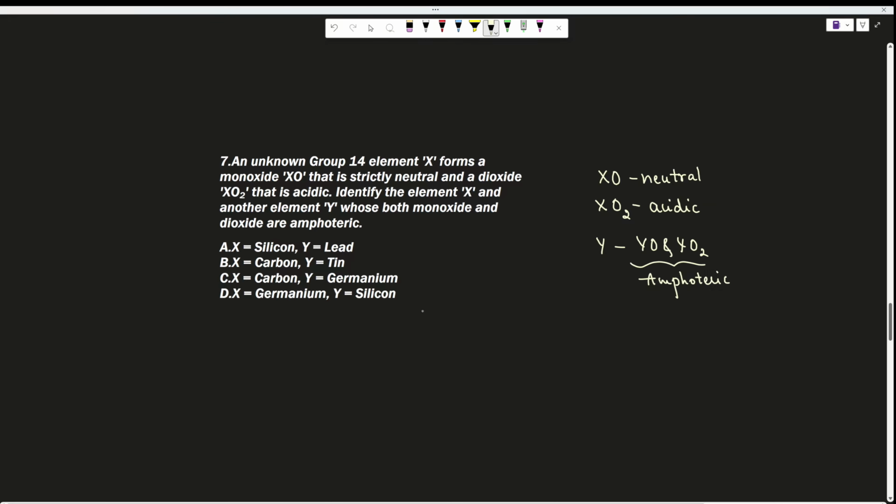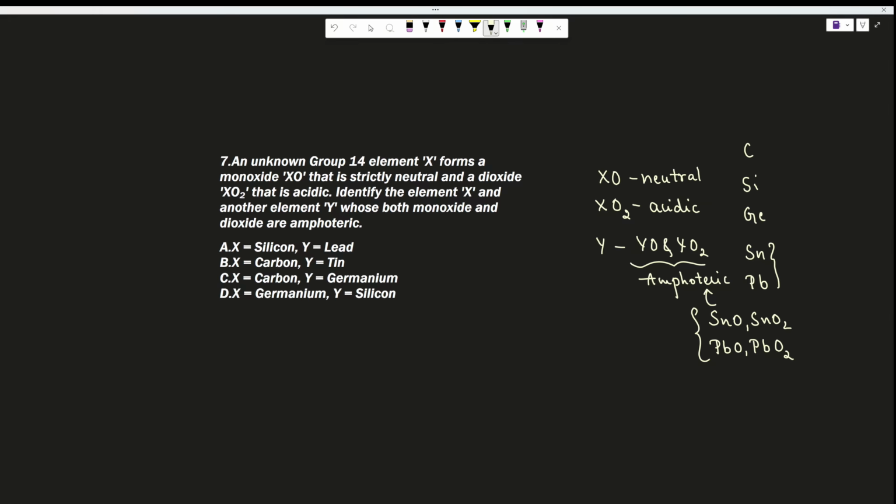So here in the 14th group elements, carbon, silicon, germanium, tin and lead. When you take all these elements, tin and lead in both the forms, monoxide and dioxide, this also PbO, PbO2, all these will be amphoteric in nature. Fine. That means here the second element, that is Y, should be either tin or lead. Okay, so we have it in options A and B.